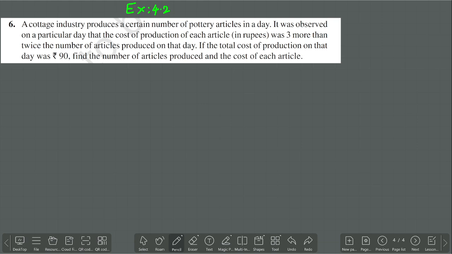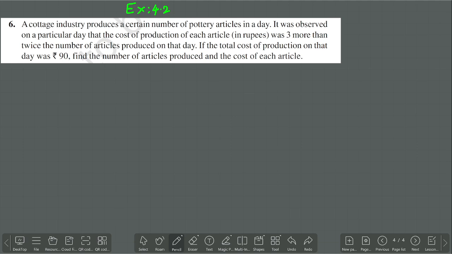Listen, a cottage industry produces a certain number of pottery articles in a day. So they are talking about pottery making people. In a day, they will be making some pottery. Suppose a pot is sold for 30 rupees, and in a day a person made 10 pottery, then what is the amount he got? 300. Am I right?